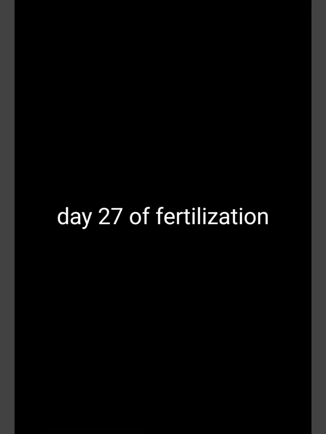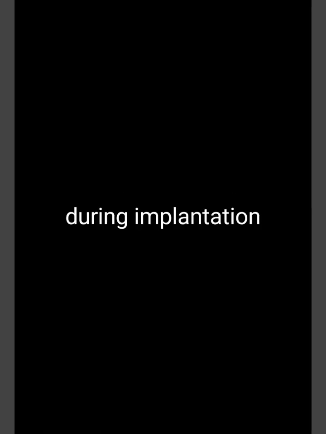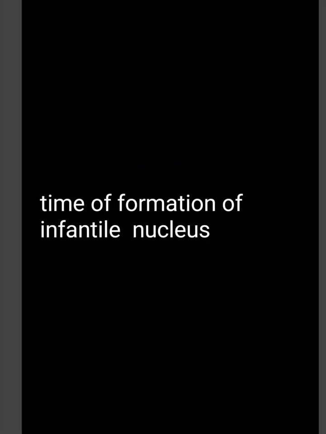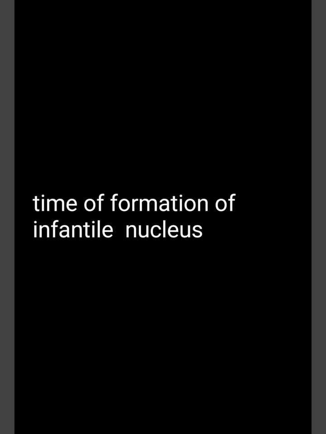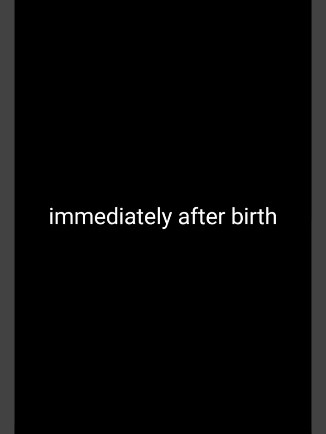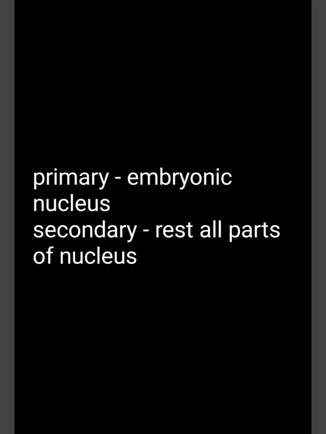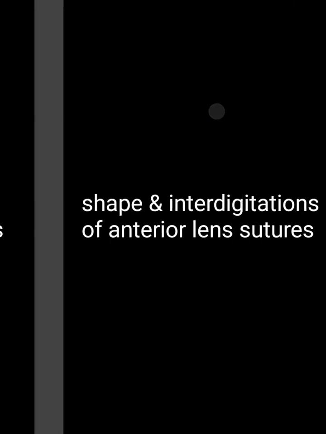Time of formation of embryonic nucleus: day 27 of fertilization. Fetal nucleus: during implantation. Infantile nucleus: immediately after birth. Adult nucleus: 1 month after birth. Primary and secondary lens fiber in nucleus: primary, embryonic nucleus; secondary, all the rest of the nucleus.